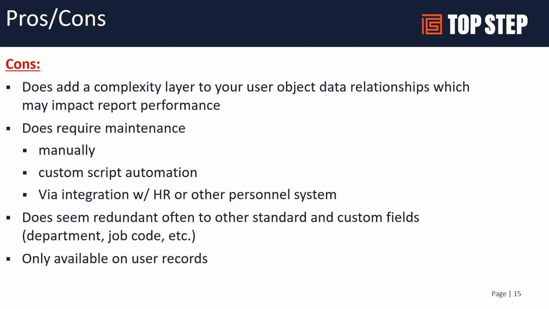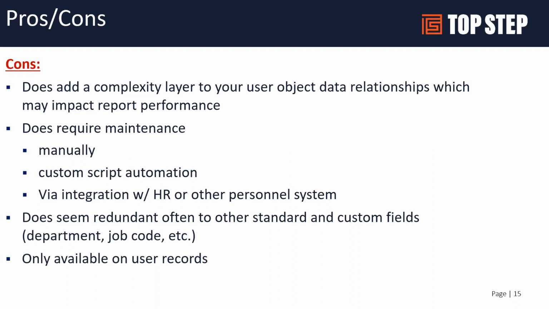It does seem like it could be a little redundant, right? Because, for example, department, job code, those are items that, employment type, you might even have an employment type drop down on the demographic page. And so if you do already have those, you might ask yourself, why do I want to have to track this twice?